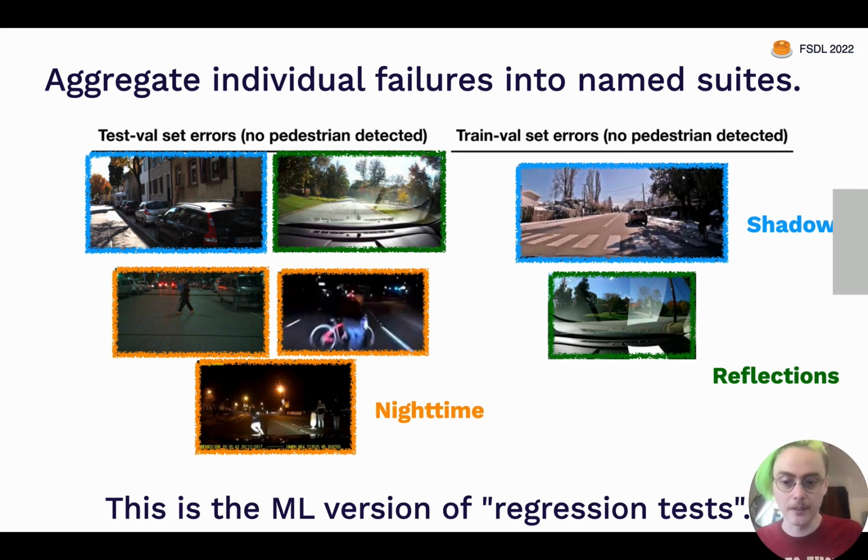drive model development decisions. And so this is kind of like the machine learning version of a type of testing called regression testing, where you take bugs that you've observed in production and add them to your test suite to make sure that they don't come up again.